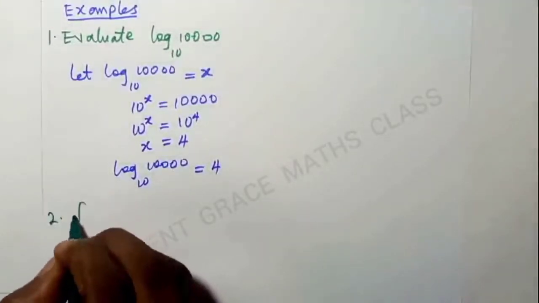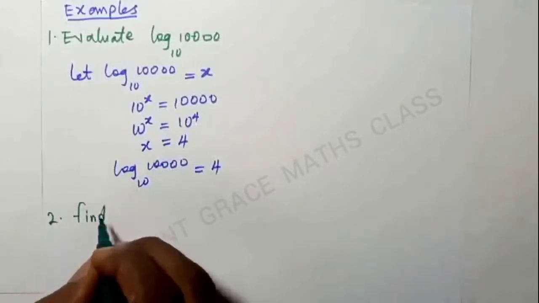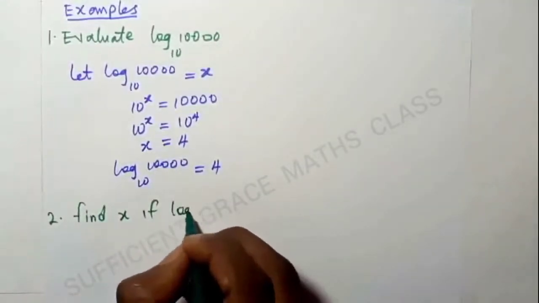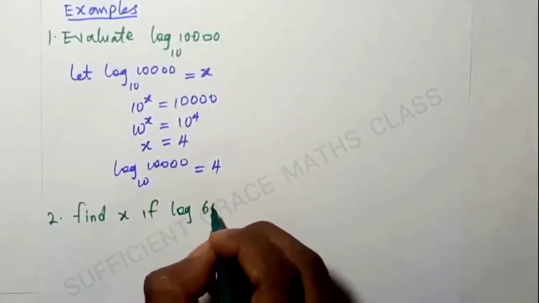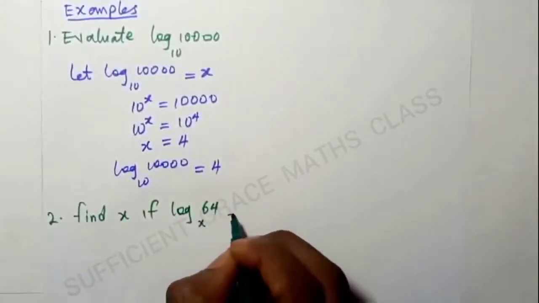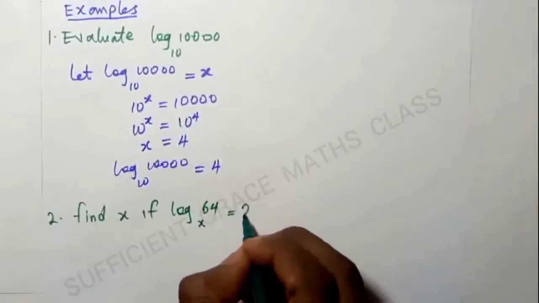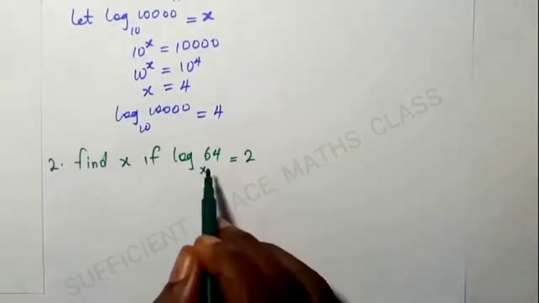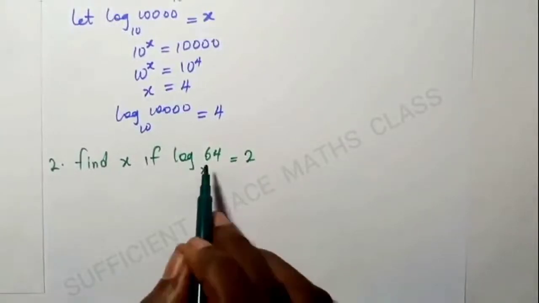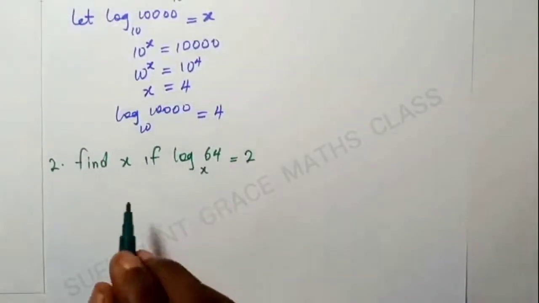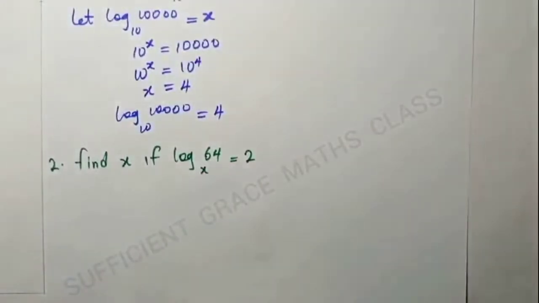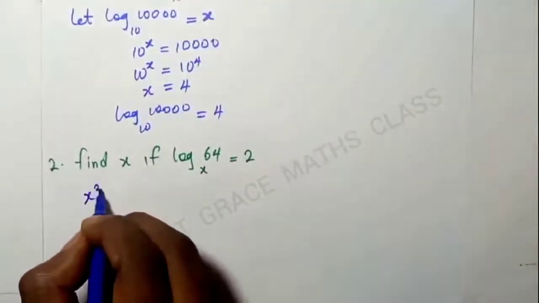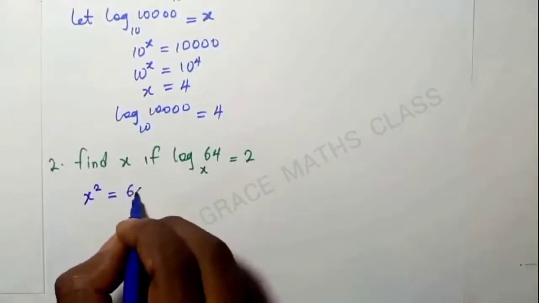Find x if log of 64 to base x is equal to 2. Now, to find the value of x here, we raise this x to the power of 2 to give us 64. Then we have x raised to power 2 is equal to 64.